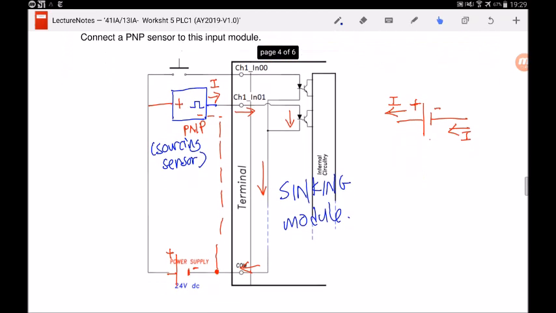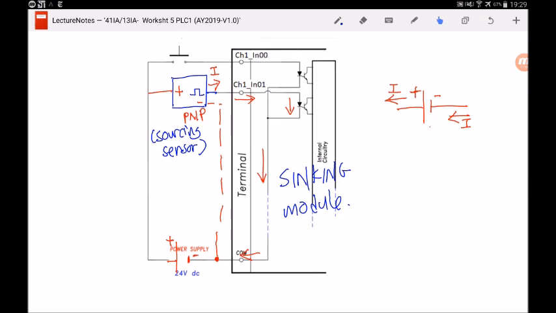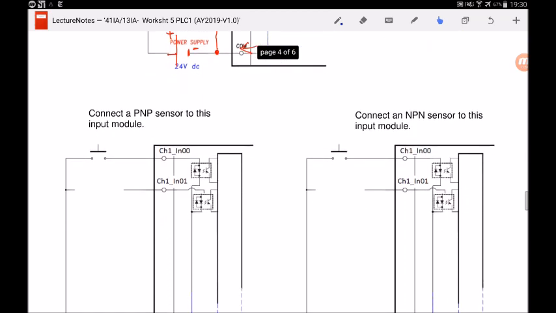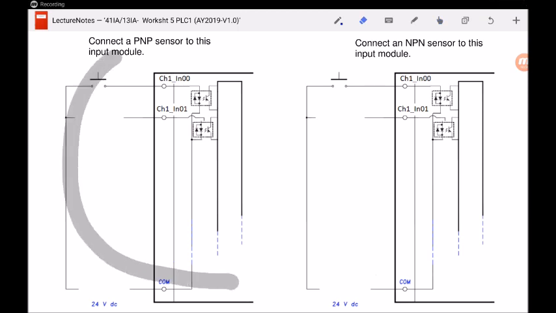Okay, with this, you should be able to understand what is a PNP sensor, what is an NPN sensor, and whether a sourcing sensor should match with a sinking module and a sinking sensor should match with a sourcing input module. Now, let's take a look at this example. We take a look at the example on the left first, and we are supposed to connect a PNP sensor to this input module. So this is the input module and this is one of the terminals, terminal 01, okay? And we are supposed to connect a sensor over here to this terminal.